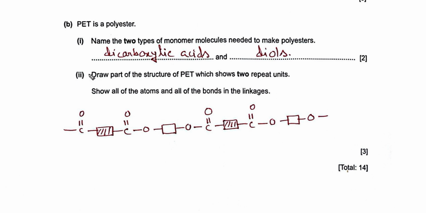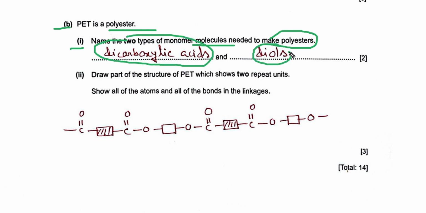And PET is a polyester. Name the 2 types of monomer molecules needed to make polyester. Polyester needs dicarboxylic acid and diol. Dicarboxylic acid and diol make polyester, and dicarboxylic acid and diamine make polyamide or nylon.